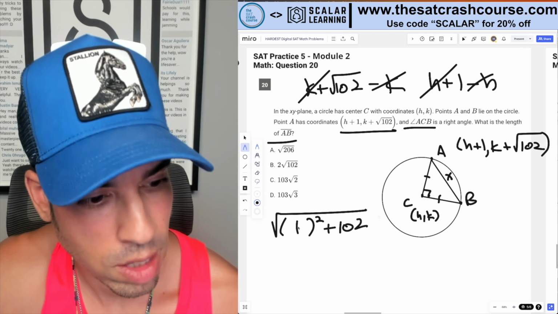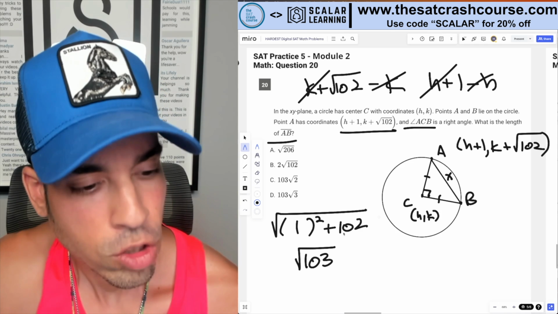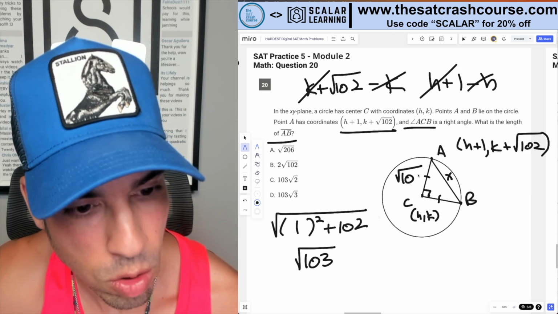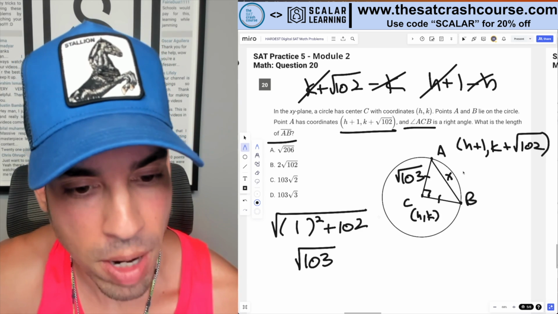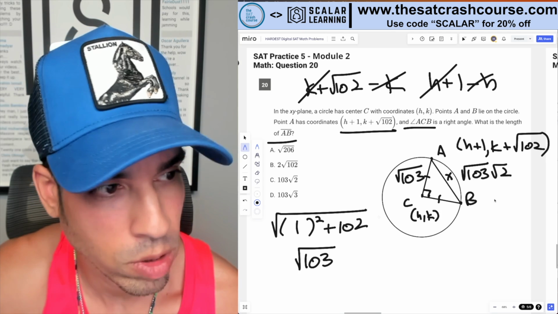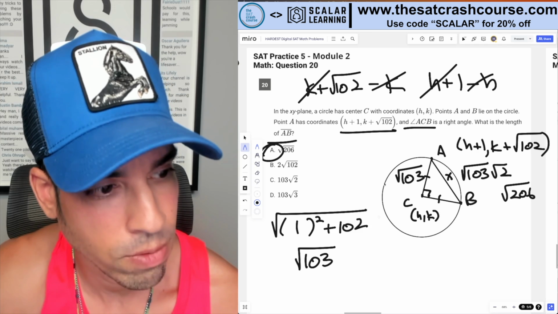Okay, so check this out. 1 squared, which is 1 plus 102, is 103. So the distance here, or this length, is radical 103. Now, since this is a 45, 45, 90, to go from a leg to the hypotenuse, all I do is take this and multiply it by rad 2. Rad 103 times rad 2 is rad 206, which is option A for the win.